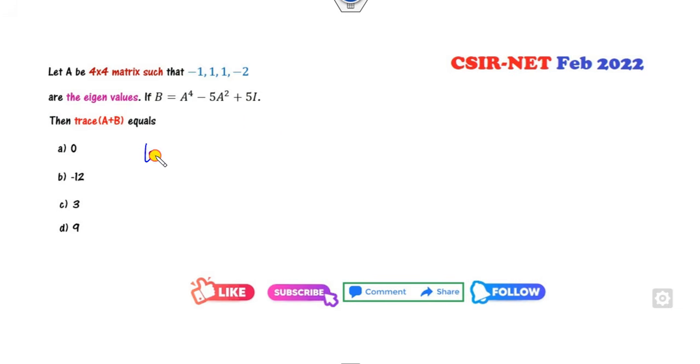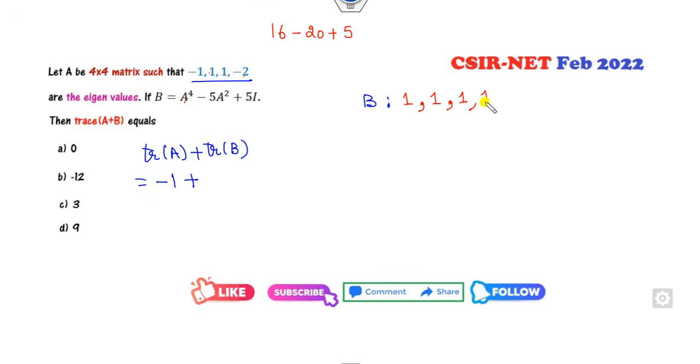Okay, find the trace of A plus B. Trace of A, trace of B. What is the trace of A? Minus 1. Trace of B: find the eigenvalues of B. When it is minus 1, it is 1. When it is plus 1, 5 plus 1, again plus 1. When it is 1, again plus 1. When it is minus 2, 16, minus 20, plus 5, 1. So the trace is 4, and eigenvalue 3 is the right answer.